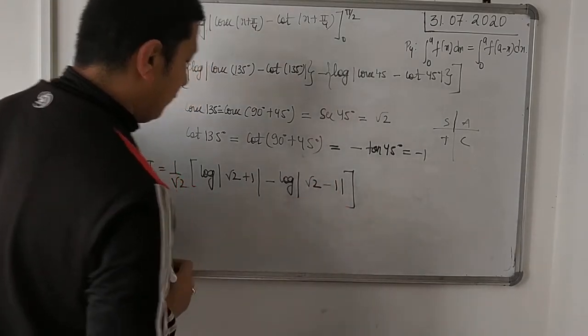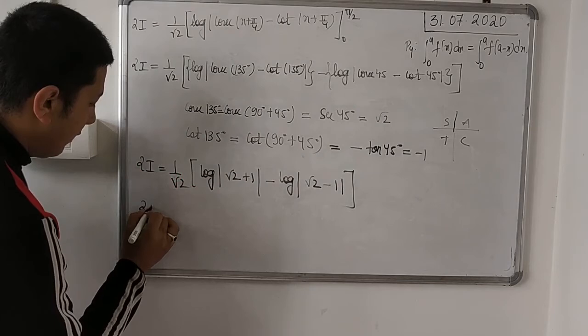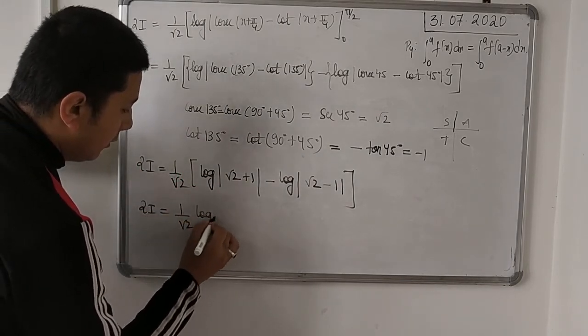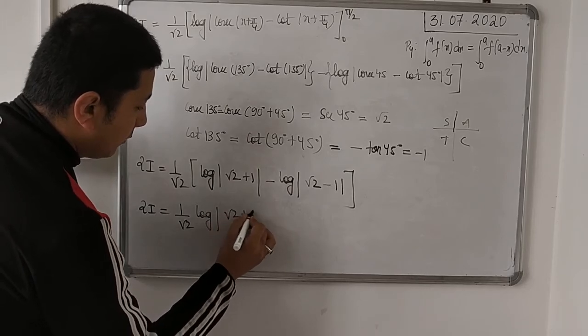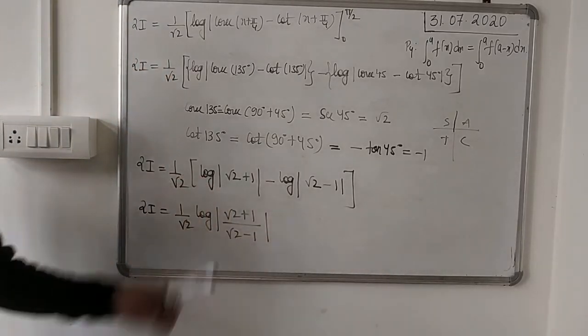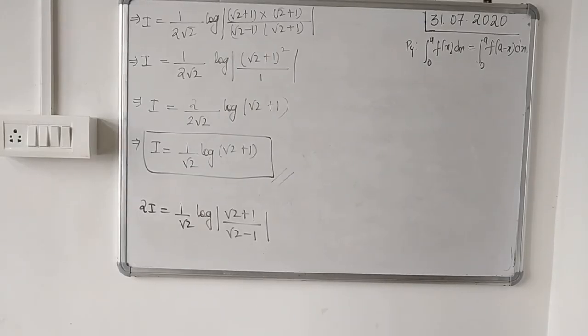Okay, so it is in the form of log A minus log B. So therefore 2i is equal to 1 by root 2 log, it will be root 2 plus 1 divided by root 2 minus 1. Okay, pause the video till here and note it down. Alright, so this question is going to be very lengthy.